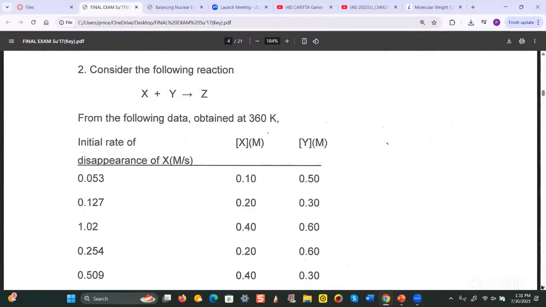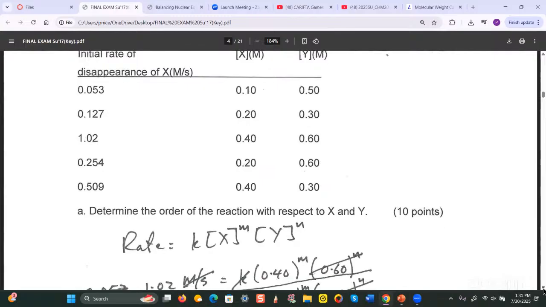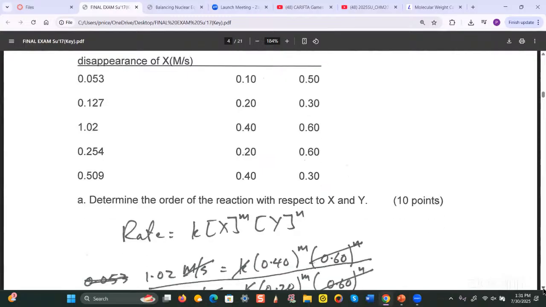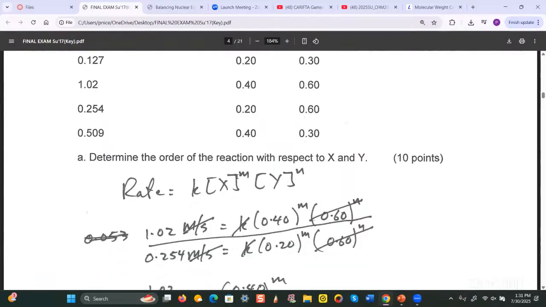Okay, so the first question is to determine the order of the reaction with respect to X and Y. So basically, I just write down a general equation where I raise the concentration of X to M and the concentration of Y to N. M and N, of course, would be the orders of the reactions with respect to X and Y respectively.